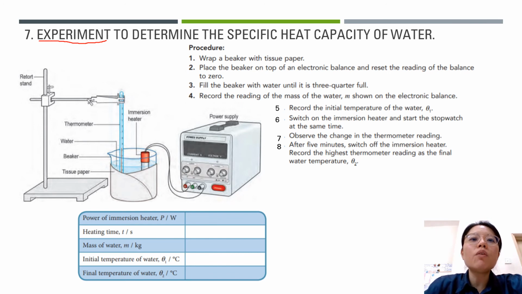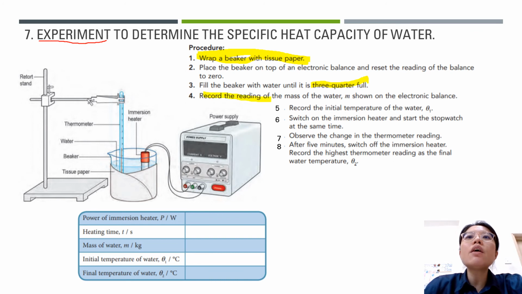First of all, what you need to do? You need to set up, for sure. So you need to wrap a beaker with a tissue paper. I will discuss with you why later on. So you must place the beaker on top of the electronic balance. It's not showing here, but you try to get the mass and reset the reading of the balance to 0. All right. Fill the beaker with water until it is 3/4 full.